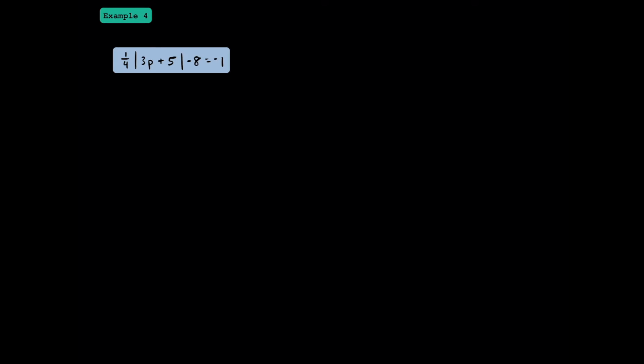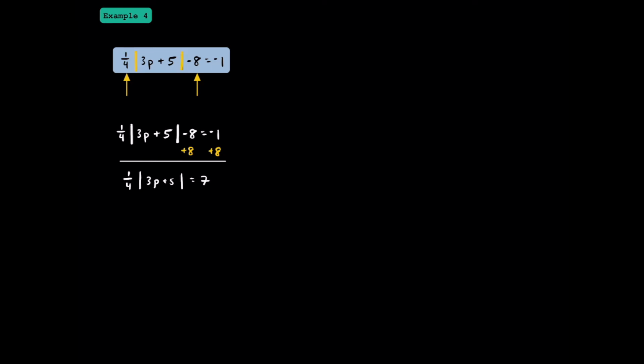Now let's try example 4. Your first instinct should be to get rid of this negative 8 and this 1/4. We need to get this absolute value of 3p plus 5 alone. First, we're going to add 8 to both sides here. From that, we'll have 1/4 times the absolute value of 3p plus 5 is equal to 7.